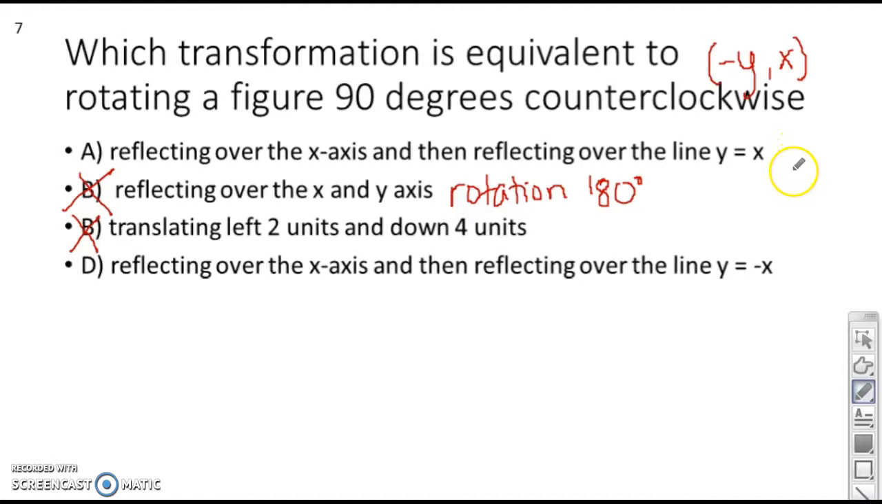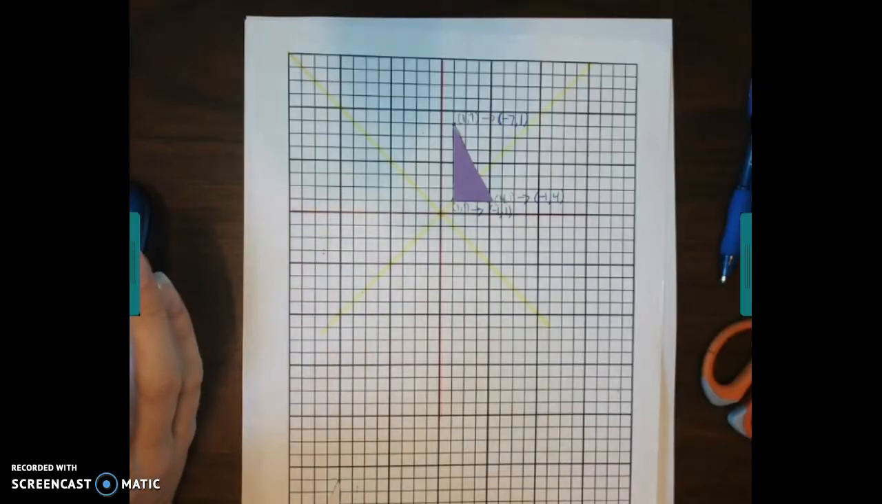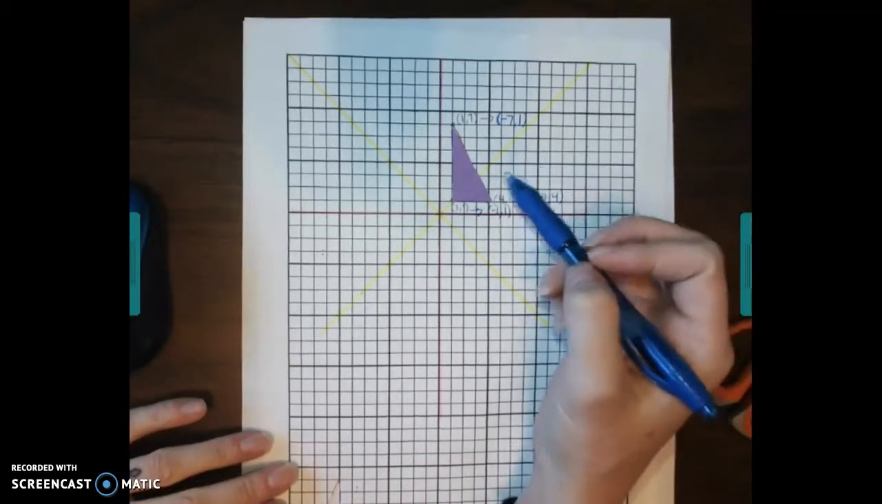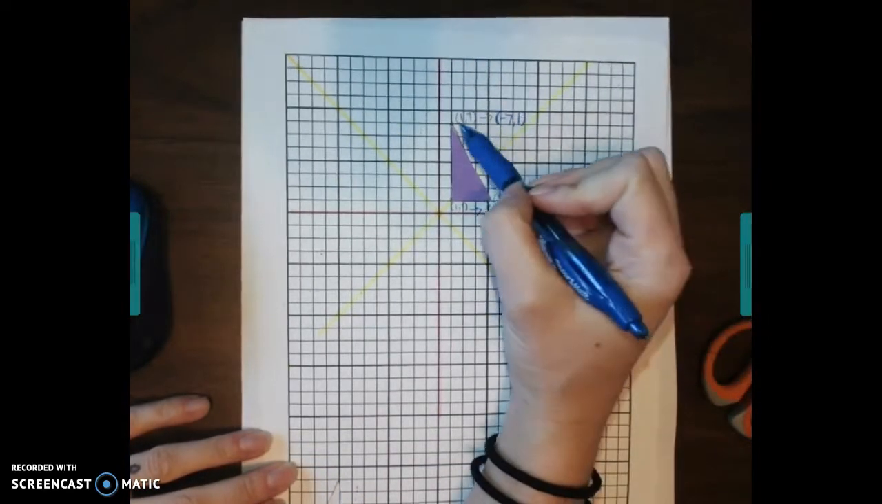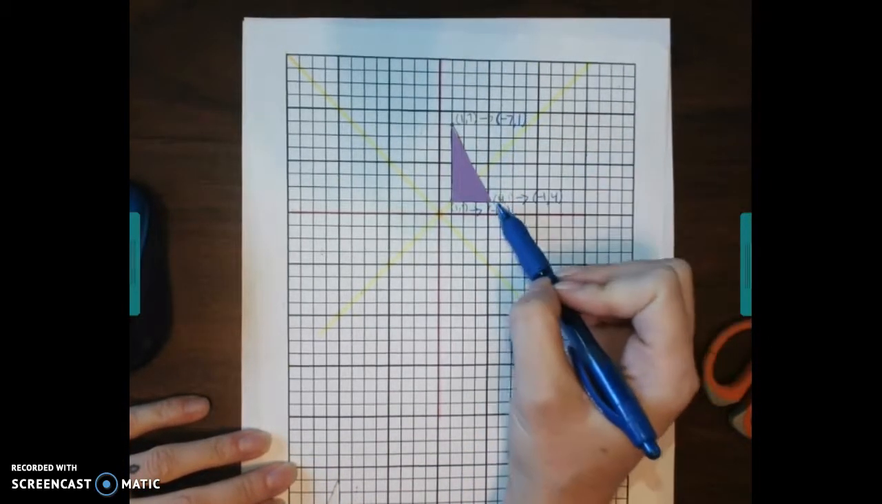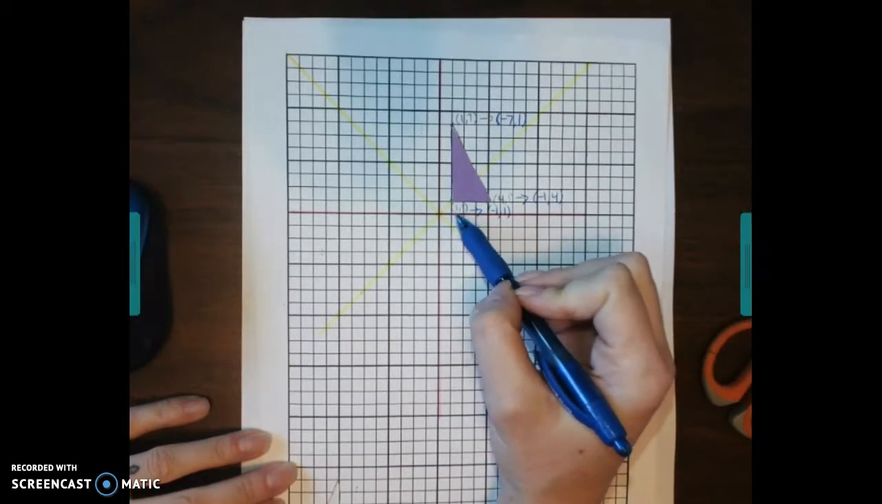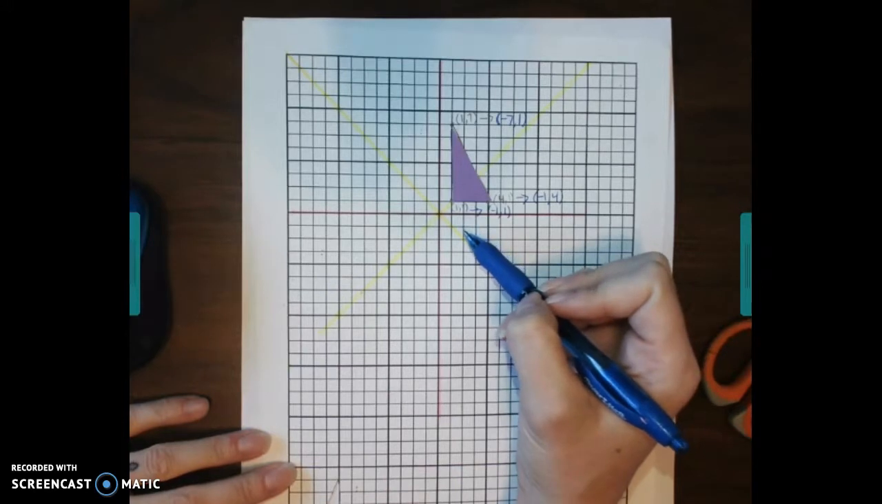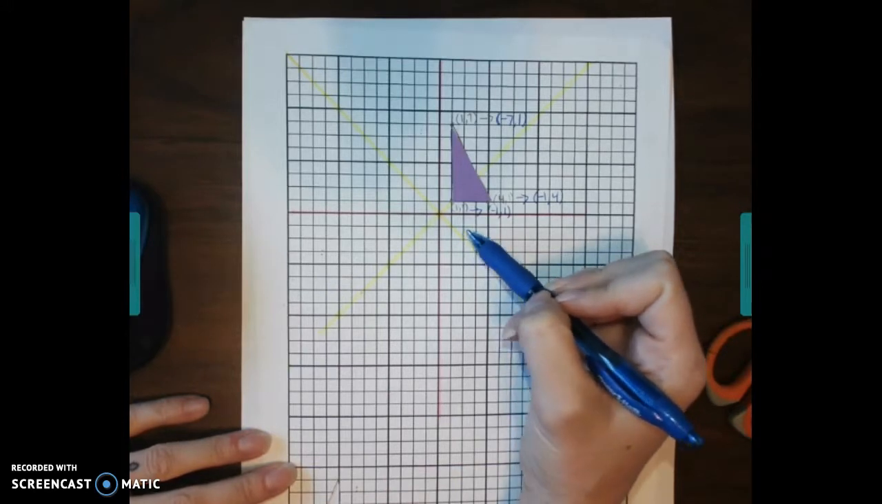Now I would like to go ahead and visualize it because I'm really visual. So let me show you what that looks like. Now this particular question just said a figure. It didn't say what it was, so I just created myself a triangle. And I just found the original ordered pairs, (1, 7), (4, 1), and (1, 1). And then I'm going to apply that 90 degree counterclockwise rotation.